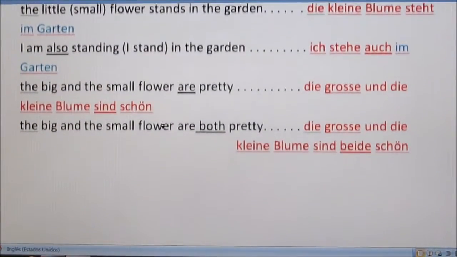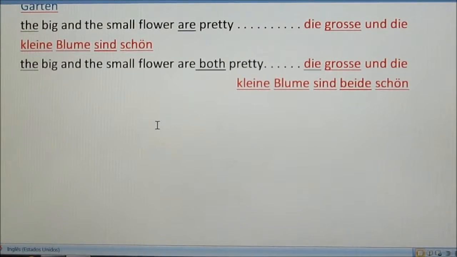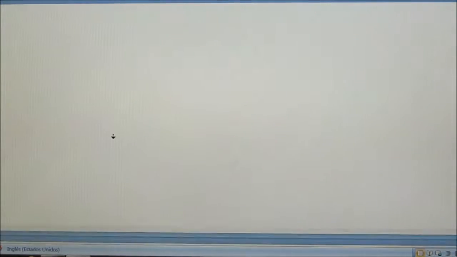The big and the small flower are both pretty. Die große und die kleine Blume sind beide schön.